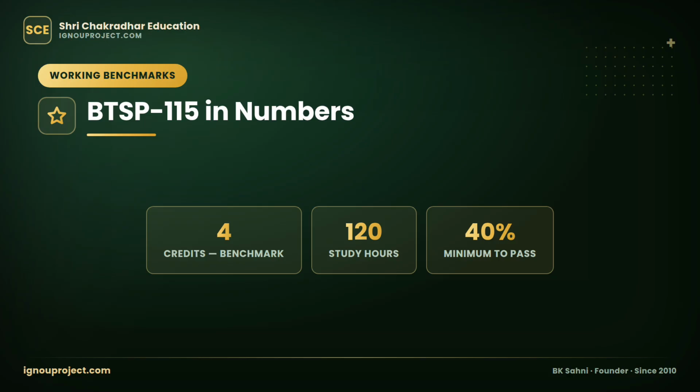So what are the numbers? Until your own BTSP-115 booklet is in hand, use the official BTSP family benchmark. 4 credits, which the university translates into roughly 120 study hours, and a minimum of 40%, that is grade D, to pass. Confirm the exact credit value for your batch because that is a genuine verify item.